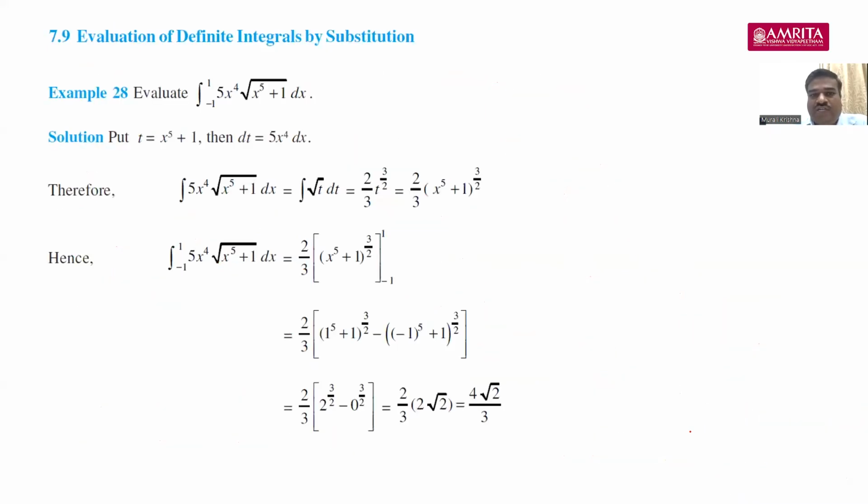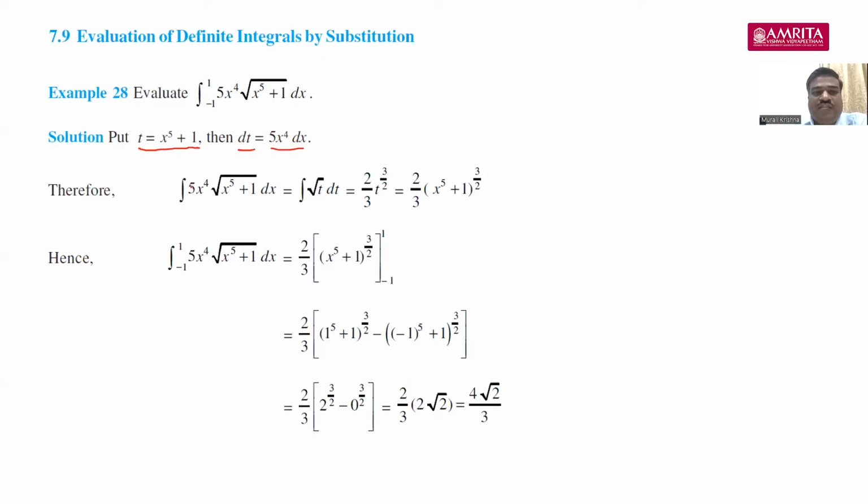Whereas another alternative technique is that while changing the variables itself, you can substitute the limits. For that, this is one example I am trying to show you. Integral from minus 1 to 1 of 5x power 4 into square root of x power 5 plus 1. Please notice very clearly that for the x power 5 term, x power 4 is the derivative, and dx will go under the transformation. So let us take this x power 5 plus 1 as t, as given here. Then dt will be 5x power 4 dx.